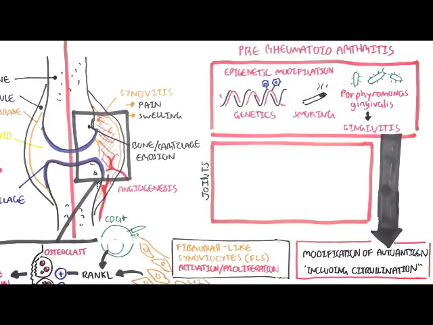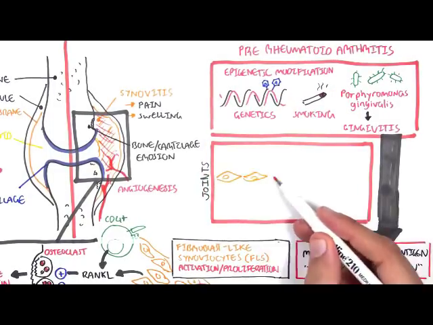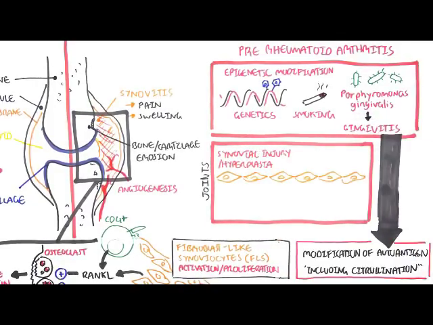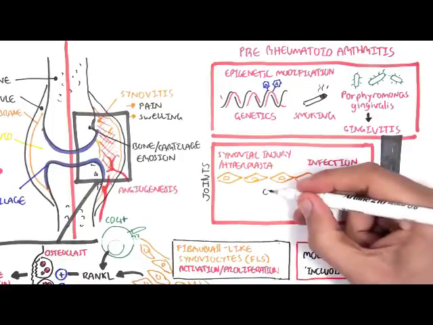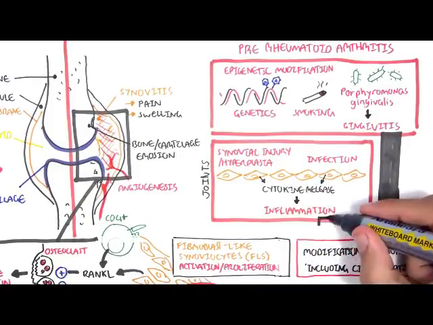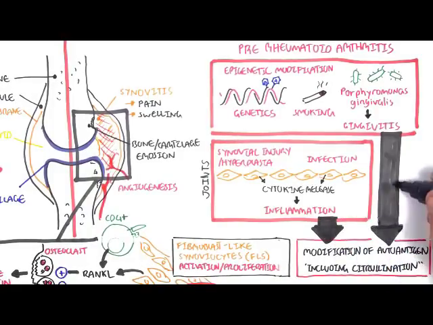So not only this, things can occur in the joints, such as a synovial injury or hyperplasia, or you can have infection within the joint. And this will trigger cytokine release, and it will cause inflammation. This inflammation that occurs in the joints can also lead to modification of autoantigens, so modification of your own antigens, making them seem foreign. And this also includes citrullination.